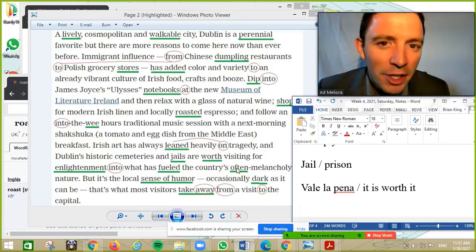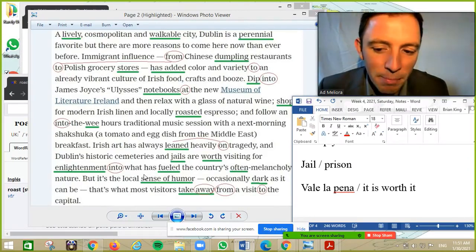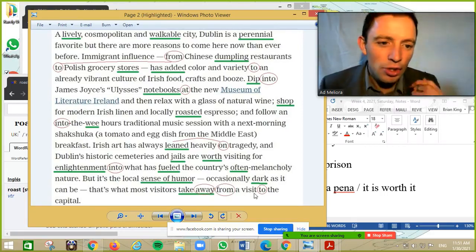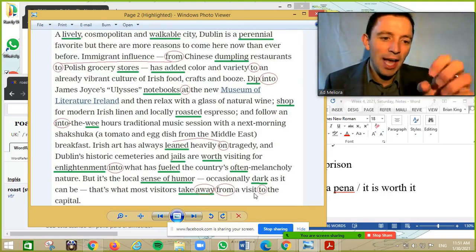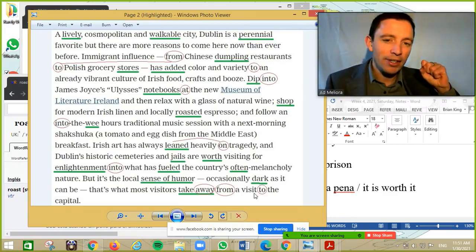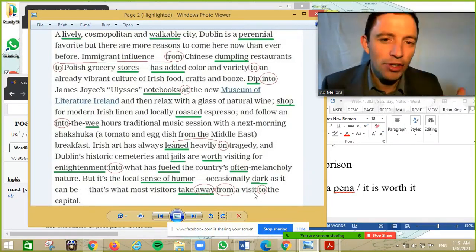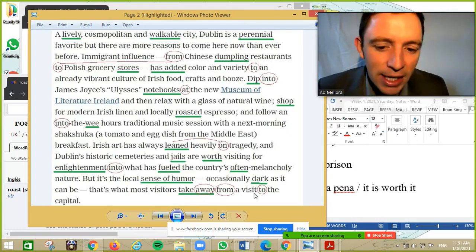Okay, often is frequently. Frequently melancholy nature. Sense of humor, sentido de humor. Dark, oscuro. Okay, take away from, preposition away from, a visit to the capital. So you go to the capital, Dublin, and you take away your impression. Okay, so to take away. Also in the restaurant, in the cafe, it's possible to take away or take out. Okay, so just an example of the prepositions in English.